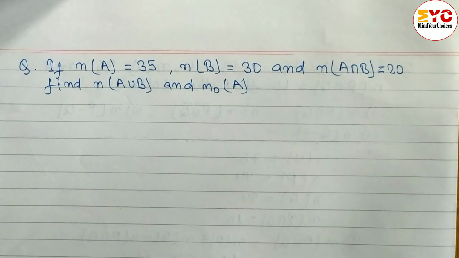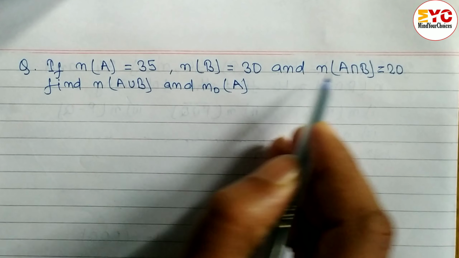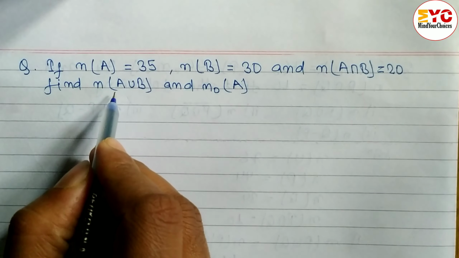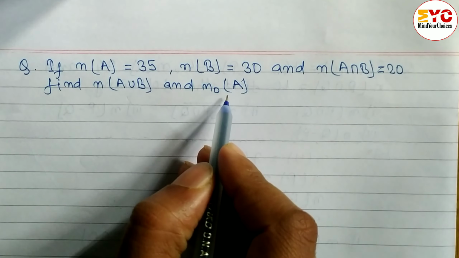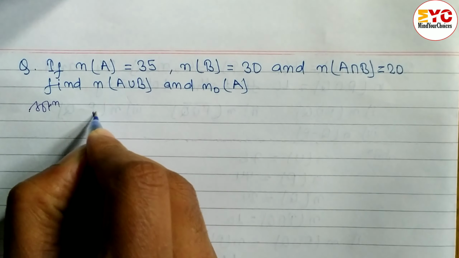This question is taken from sets. You can see here, if n(A) is equal to 35, n(B) is equal to 30, and n(A intersection B) is equal to 20, we have to find out A union B and only A. Let's make a start. First of all, what is given here? Write down all the information.